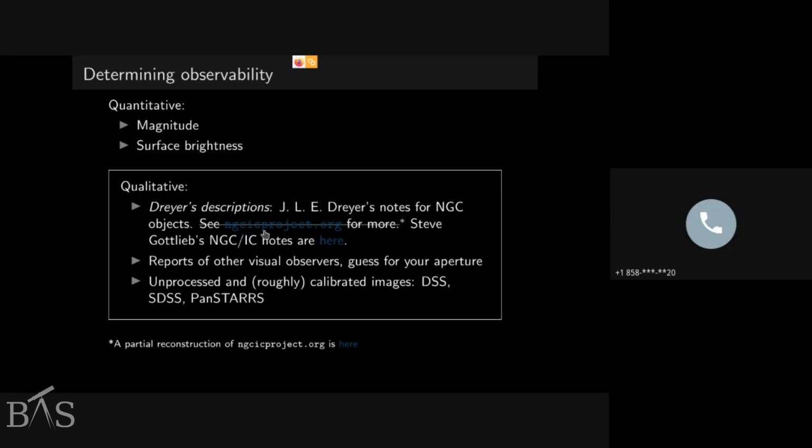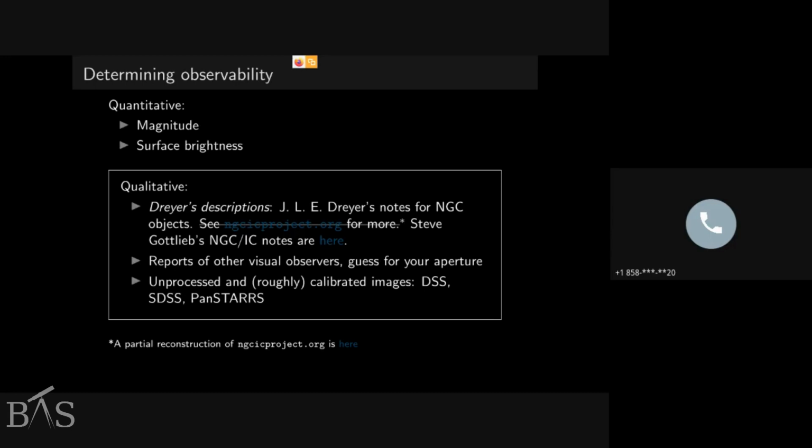Other big resources are, so unfortunately, there was this website called ngcicproject.org, but the person who curated the website passed away, and the domain deleted it without a backup. So a bunch of people have been trying to put that website back together, and there's a partial reconstruction available. But to me, the most valuable thing on that website was Steve Gottlieb's notes.